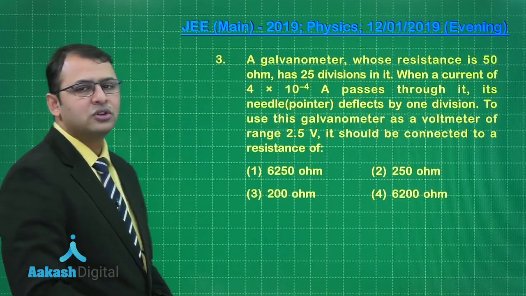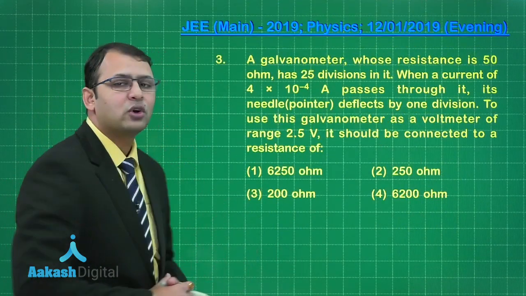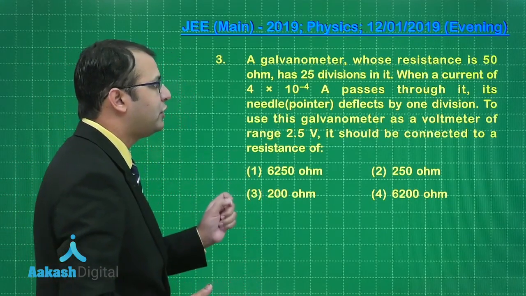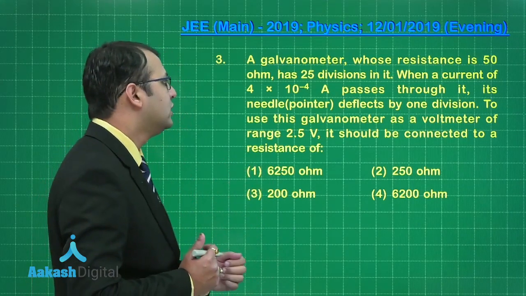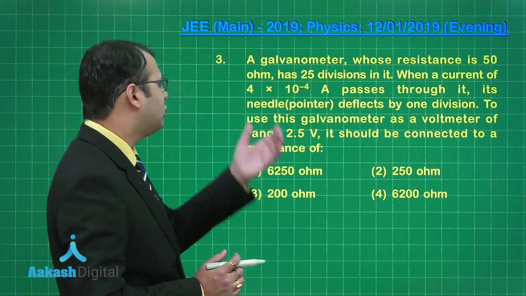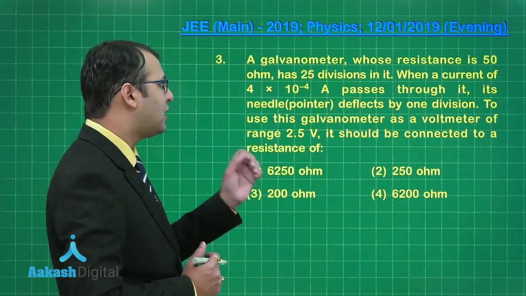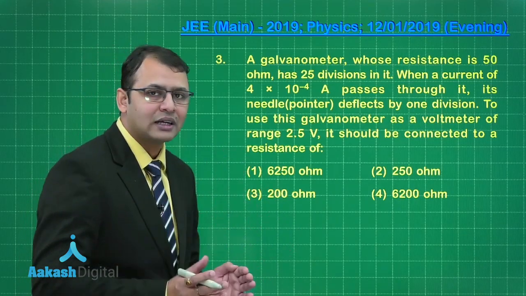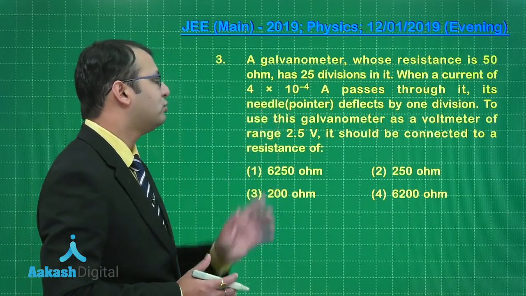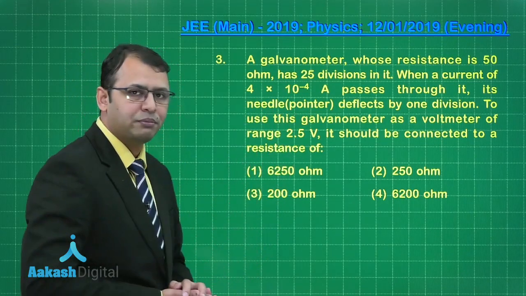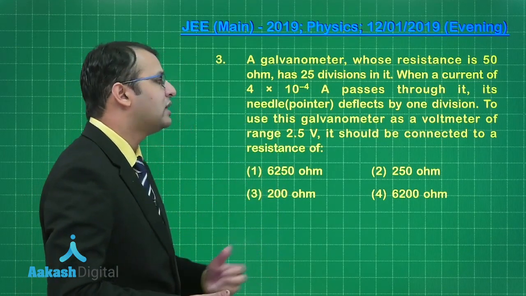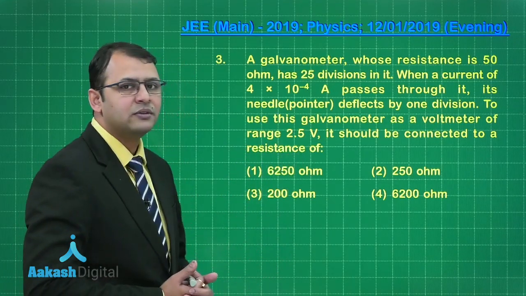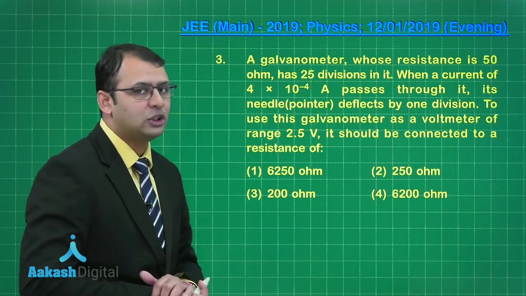Now this question belongs to a section of current electricity, that is electromagnetism. As per the question, there is a galvanometer which has a resistance of 50 ohms. So capital G is given to us as 50 ohms. It has 25 divisions, and when a current of 4 into 10 to the power minus 4 ampere is passed through it, it produces a deflection of 1 division. So the maximum deflection current would be 25 into 4, that is 10 to the power minus 2 ampere. If we want to convert this galvanometer into a voltmeter of 2.5 volt range, then what should be the value of resistance that should be connected?